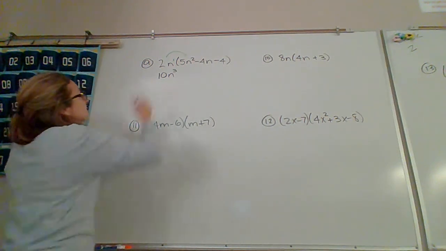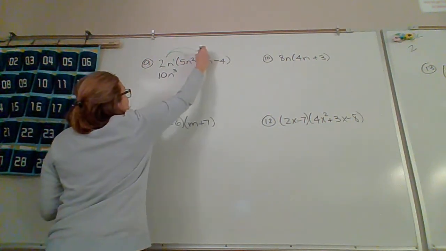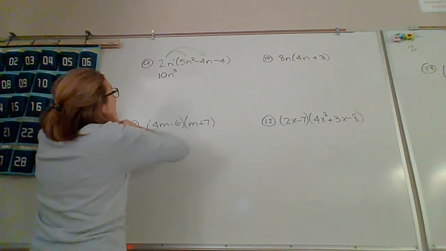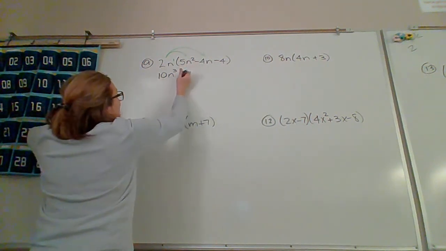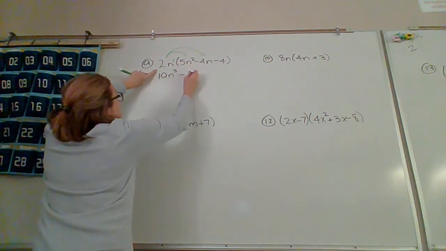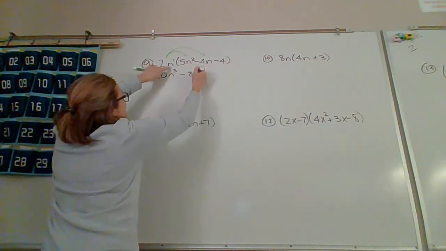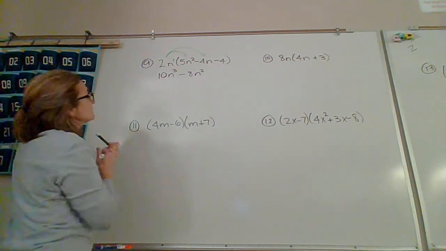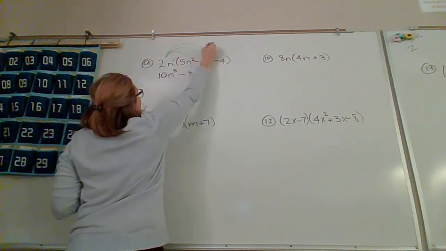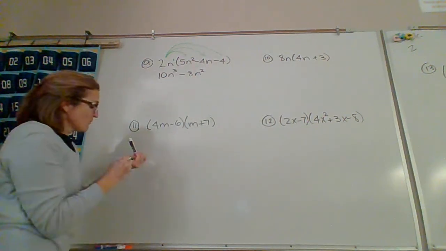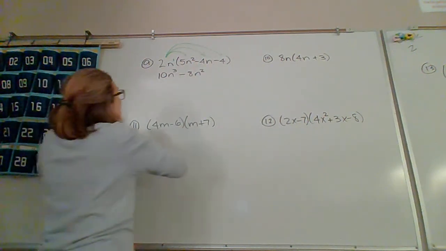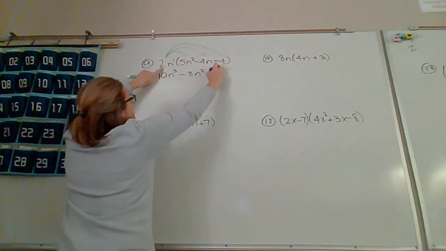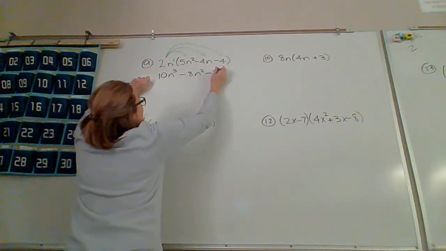Continuing on, we'll multiply the 2n times the negative 4n. And so again, we multiply, well, we know it's going to be negative, and the 2 times the 4 is 8, and n to the first times n to the first is n squared. And then lastly, we'll distribute the 2n to the negative 4. And once again, it's a positive times a negative, so you know your sign. And 4 times 2 is 8n.